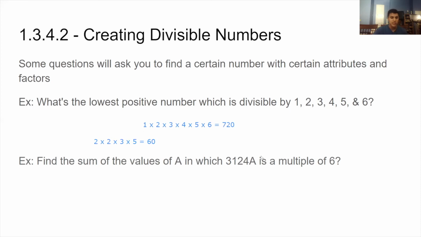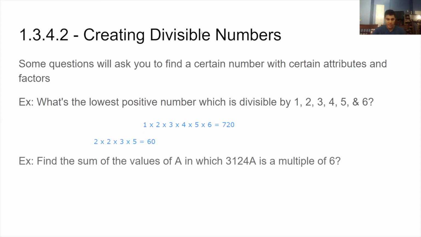It says, find the sum of the values of A, which 31,240A is a multiple of 6. And so that's not an actual number, 31,240A, unless you give a value to A. A is just a variable. Remember, variables just represent a number.